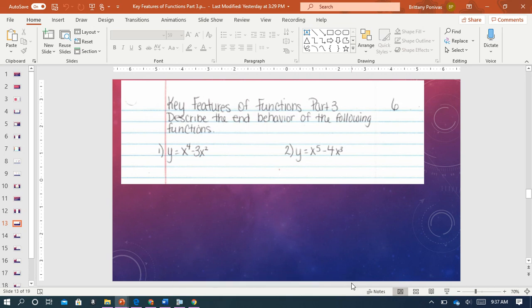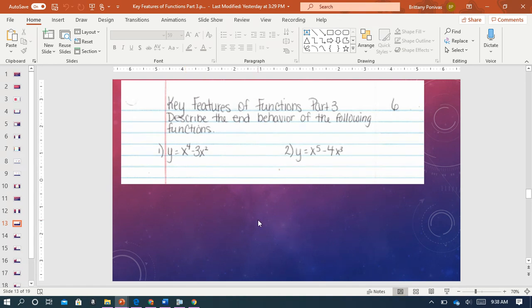So taking a look at page 6 for the examples, make sure that you have this titled Key Features of Functions Part 3, and you have a page number here. So the directions are to describe the end behavior of the following functions. And make sure you have number 1 written down. It is y equals x to the 4th minus 3x squared.